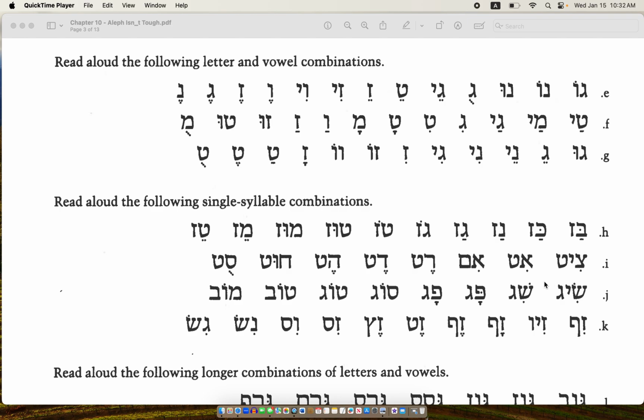Line I. Seat, eat, eam, ret, det, het, goed, suit.